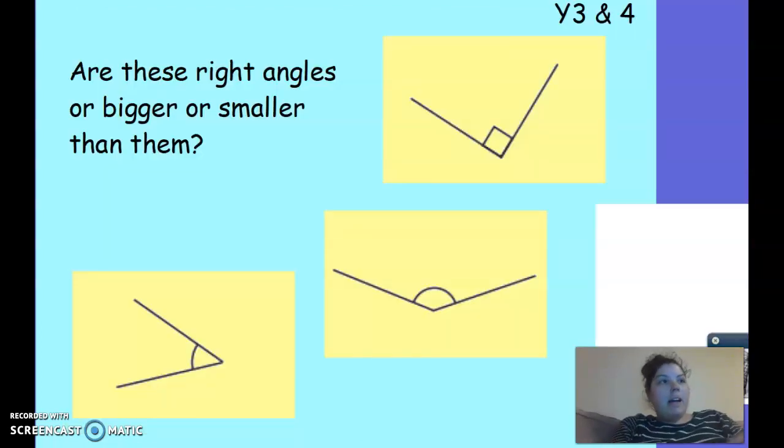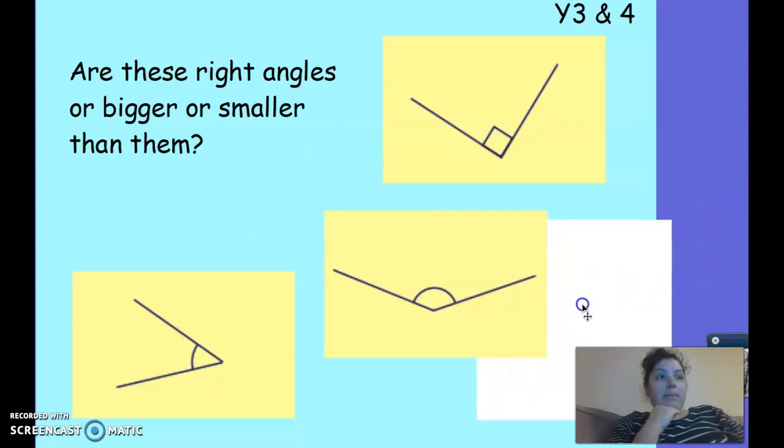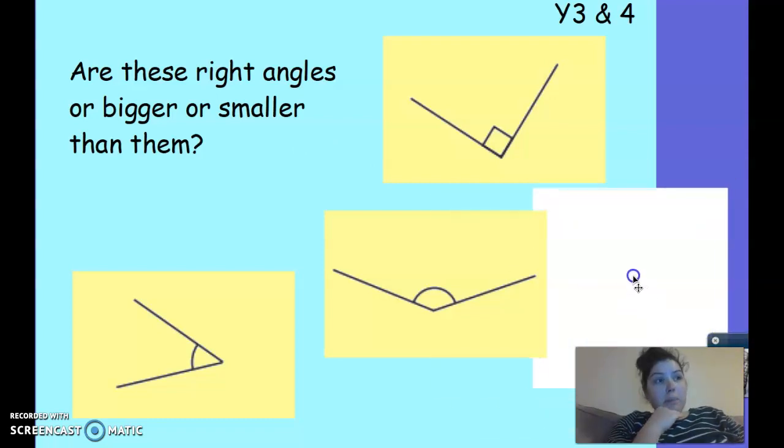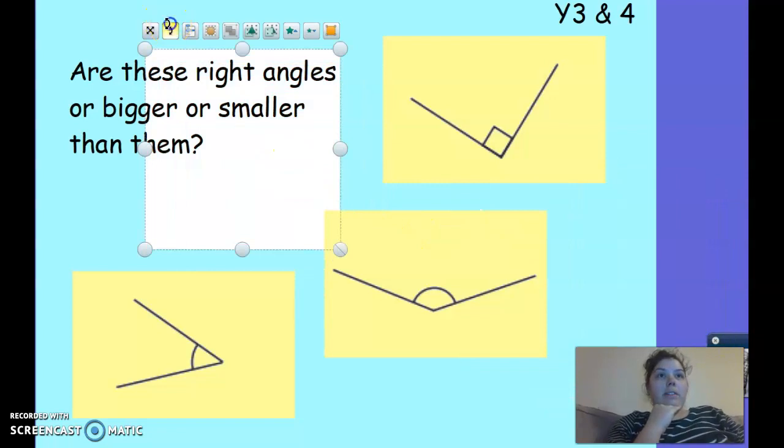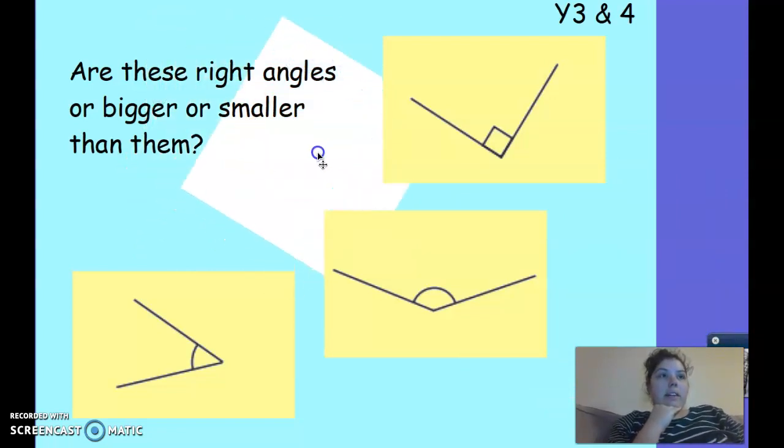Okay, so hopefully you've had a go at that. We're just going to have a look at these ones together as well, because your task today for year 3 children is you are going to be deciding whether some angles are right angles or whether they're bigger than a right angle or smaller than a right angle. Okay, so remember you're going to need your piece of paper, your right angle finder if you have one, and you're going to use that to find these angles.